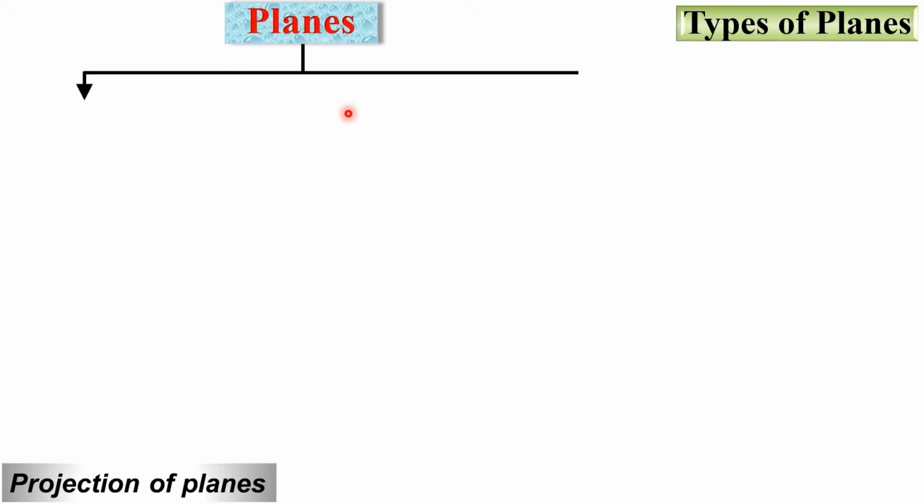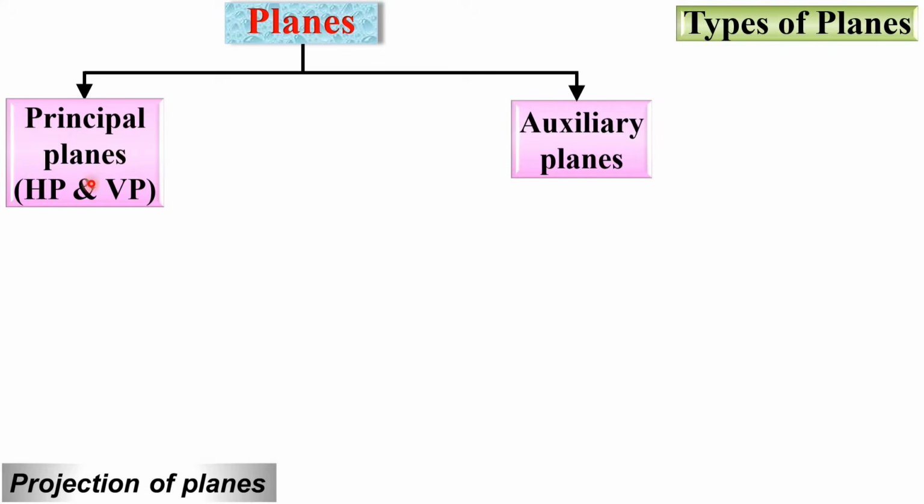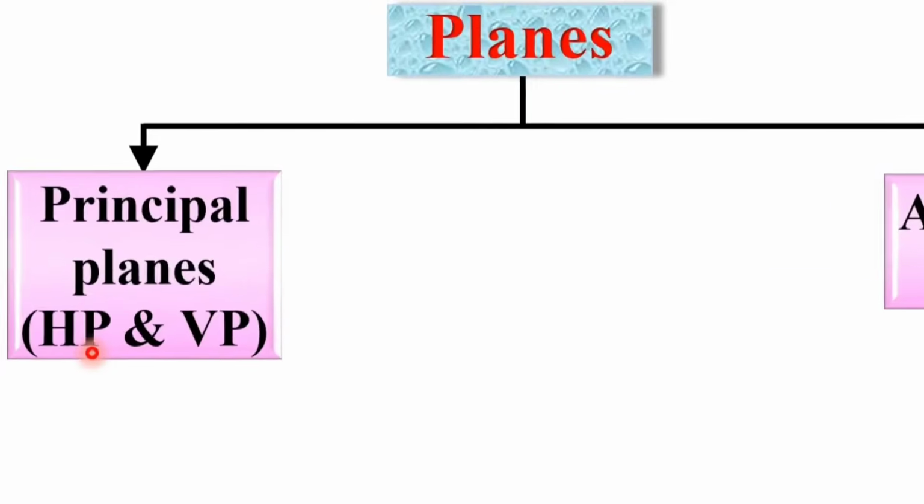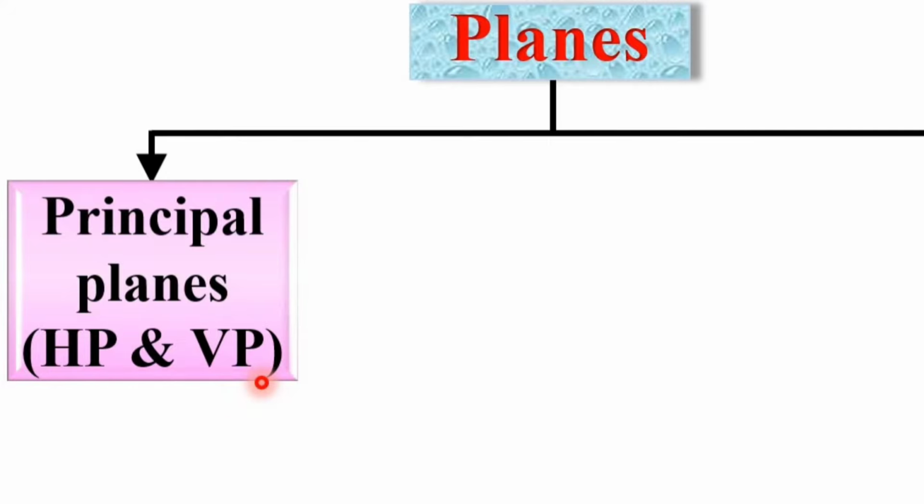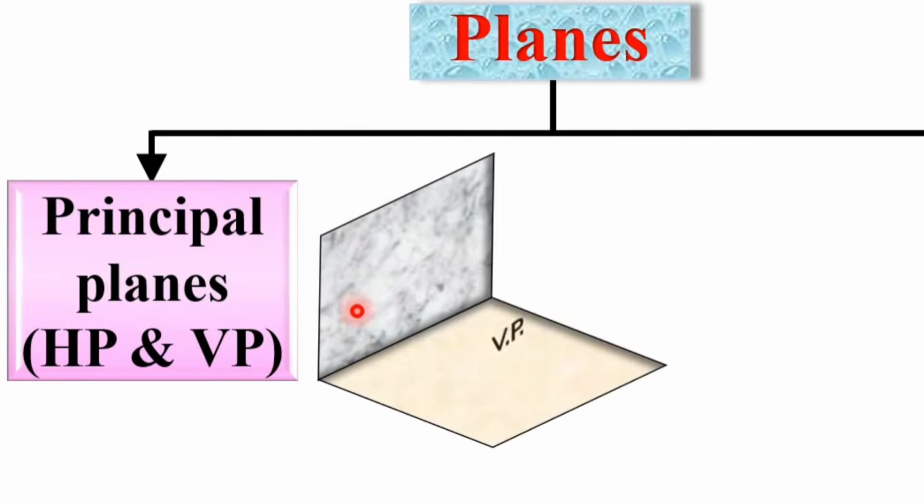So let's see first of all the types of planes. Basically there are two types of planes: principal planes and auxiliary planes. Principal planes, that means you can say horizontal plane and vertical plane. So basically there are two principal planes, the horizontal and vertical plane. Here you can see this is the vertical plane and this one is the horizontal plane. So these both are considered principal planes.